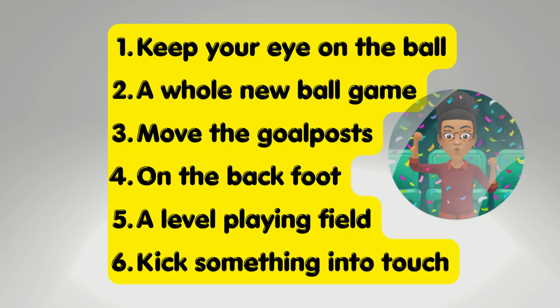The good thing is, once you know where these idioms come from, you'll never forget them. Football gave the English language a whole vocabulary for competition, focus, and fair play. And that vocabulary travels everywhere.